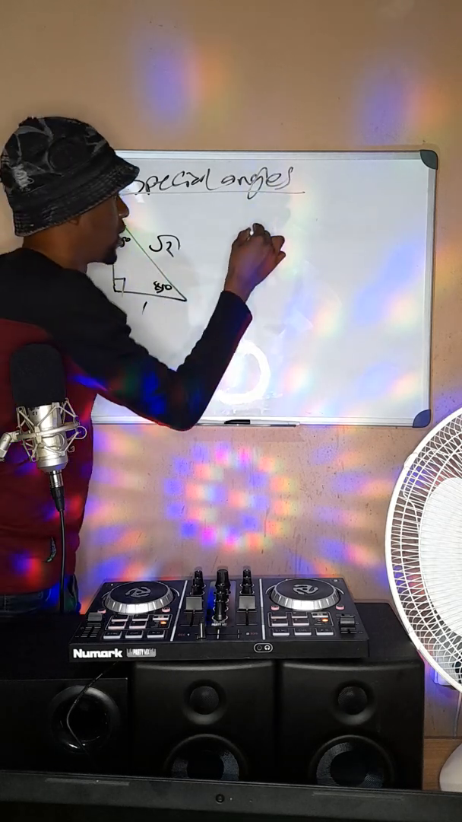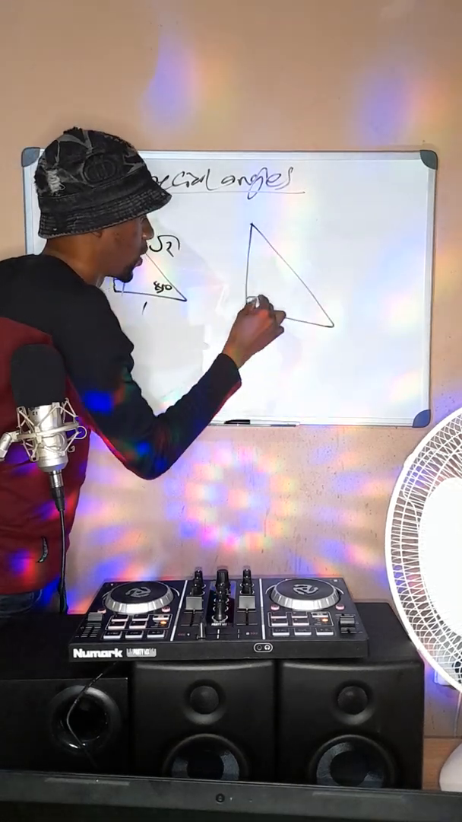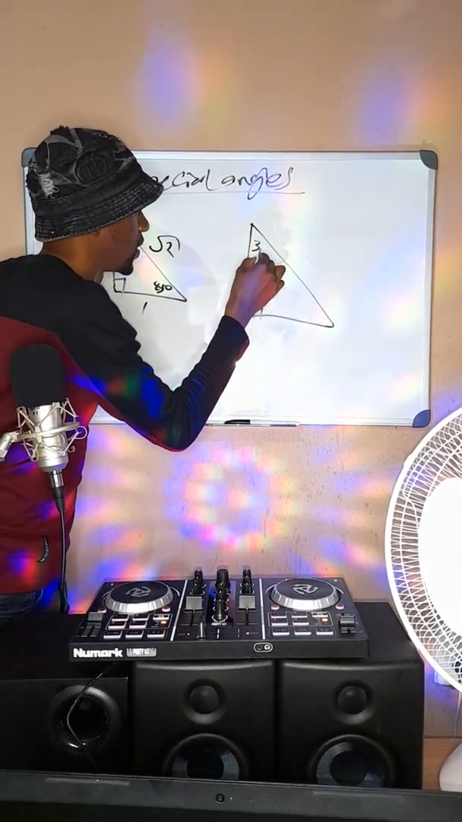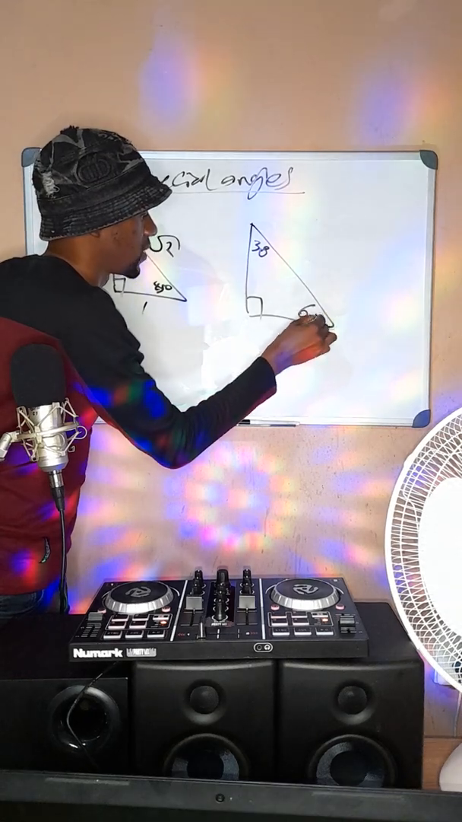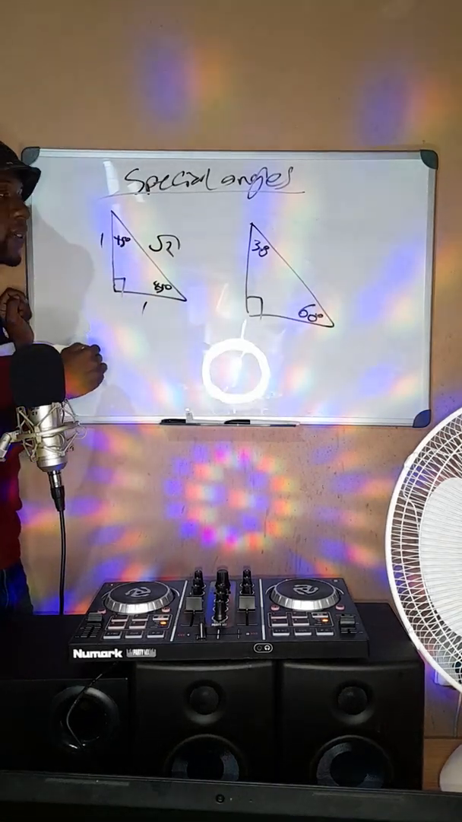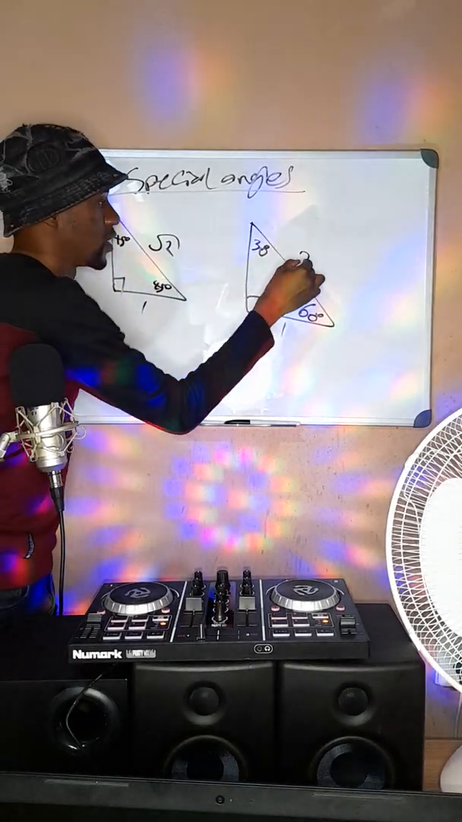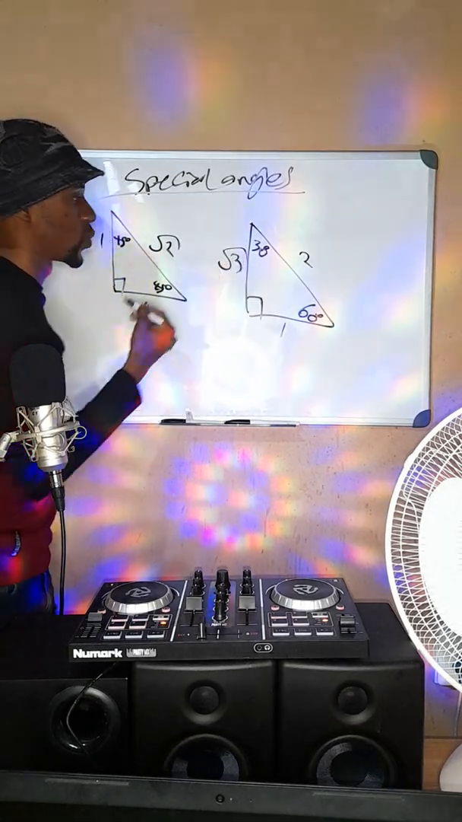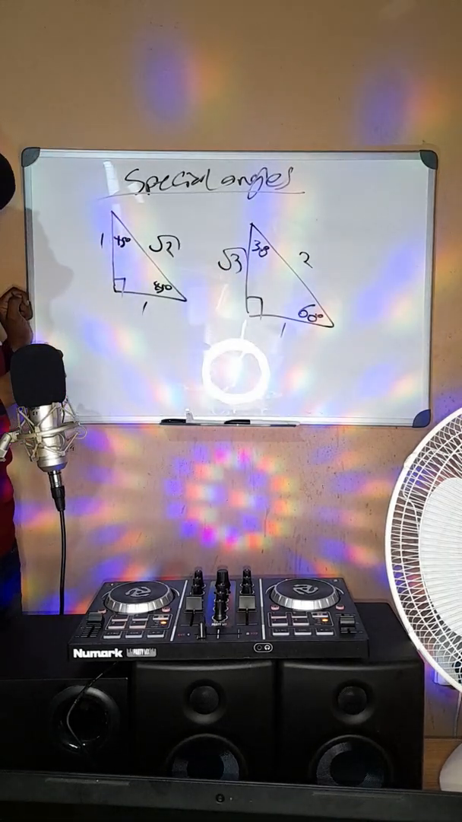Then again, you can have this one whereby here you should have the 30, there you must have the 60 degrees, okay? Here you are having a 1, 2, then here you must have the square root of 3, okay?